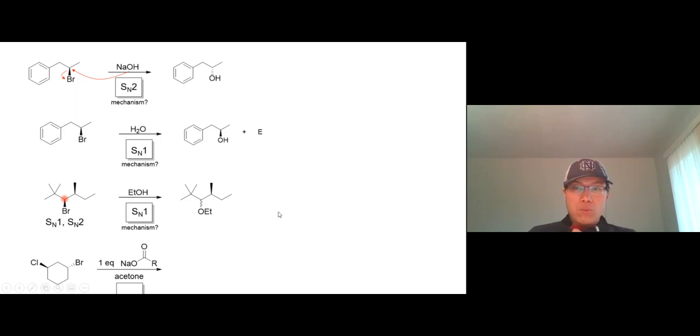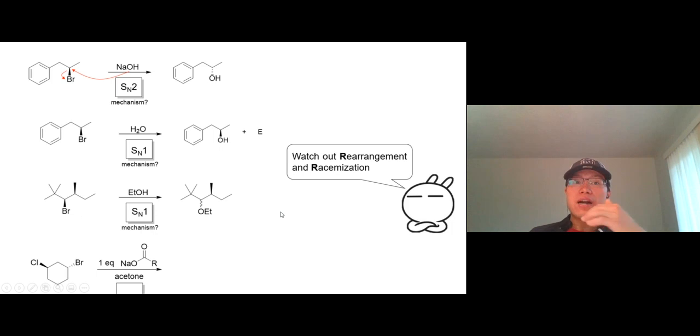Anything else could happen though? Well, watch out when you see a carbocation. When you see a carbocation, there are two R events that could happen: rearrangement and racemization. This is racemization. Now, what about rearrangement though?